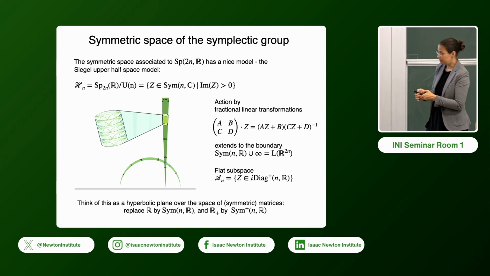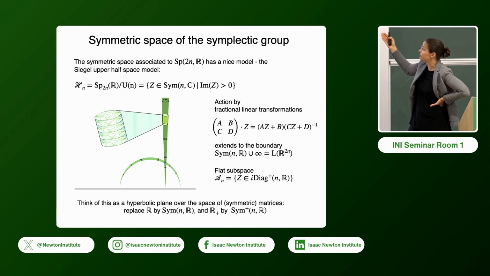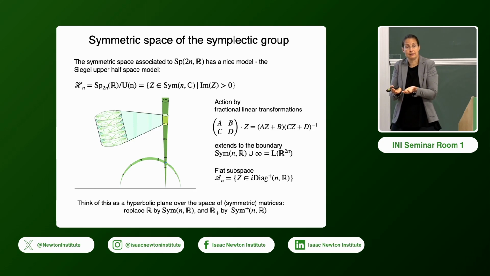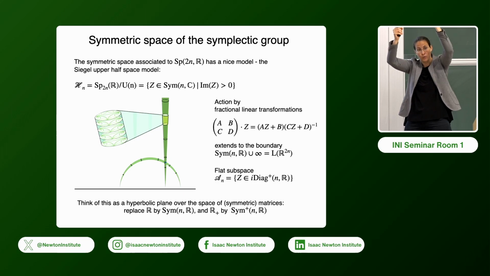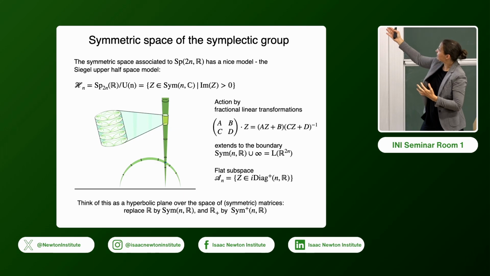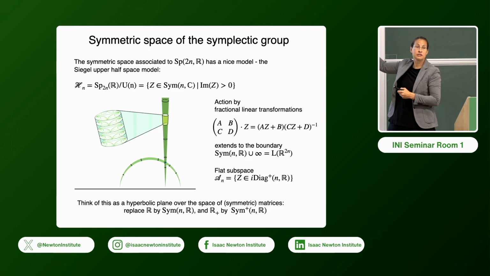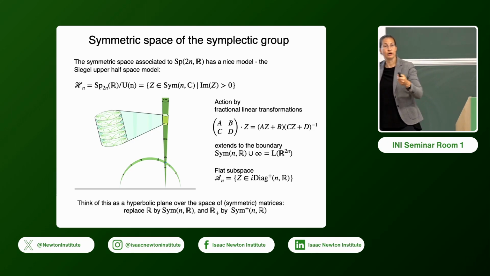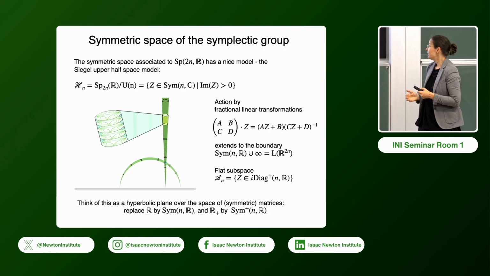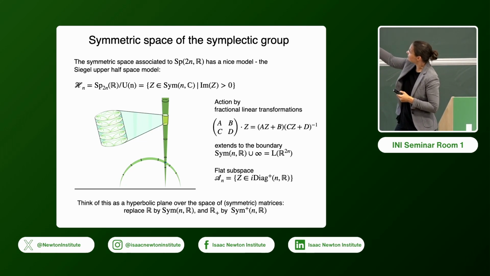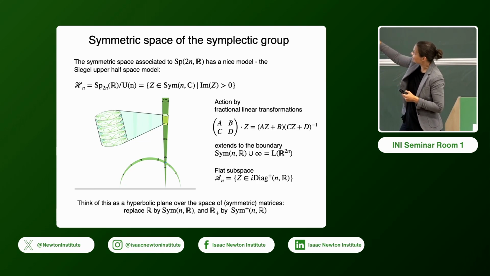The symplectic group, you can write it as block 2-by-2 matrices. It acts by fractional linear transformations. It preserves the space and extends to the boundary. So the boundary is n-by-n real matrices union infinity, but infinity now is not one point, it's a really big point. There are a lot of things at infinity. A better way of thinking about the boundary is by looking at Lagrangian subspaces of R^2n, which again for n equals 1 is just RP1. And we will see a little bit later that the action at infinity also preserves some kind of positive structure.